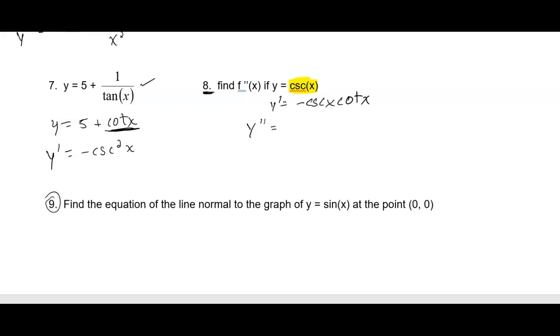What we have here, when we go to take this derivative, is a product. We are multiplying 2 different functions together. This negative cosecant of x is getting multiplied by a cotangent of x, so our product rule is necessary for us to take the second derivative. And if you recognize that, that's really good. And if you didn't, you will eventually.